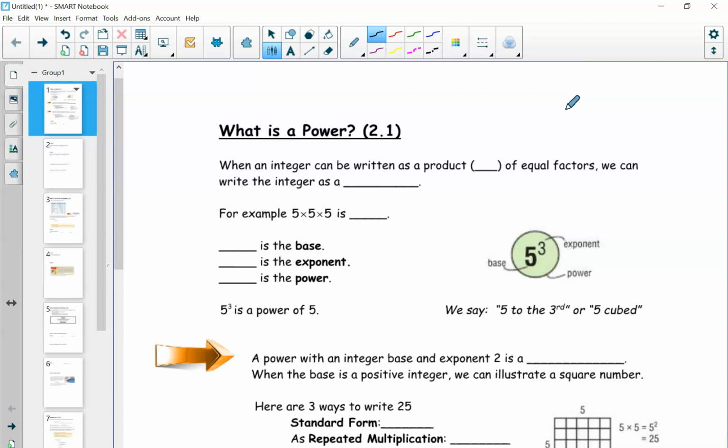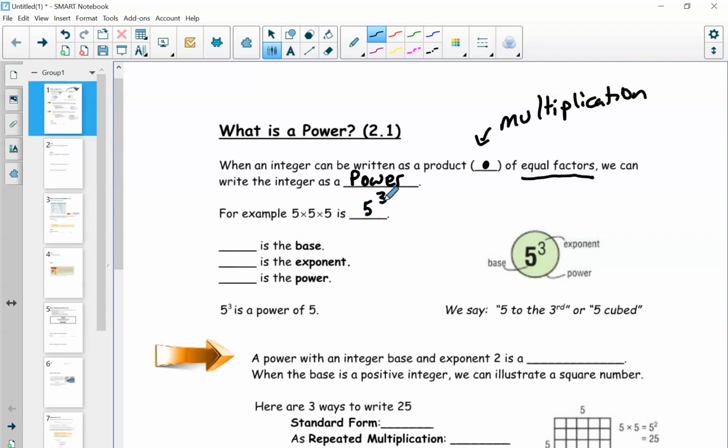2.1, what is a power? When an integer can be written as a product, and I'm just going to put in here product with a little dot for multiplication, right? We're always dealing with multiplication when we're dealing with powers. Okay, so here's another important term here. Equal factors. When an integer can be written as a product of equal factors, we can write the integer as a power. Okay. So for example, 5 times 5 times 5 is 5 to the power of 3.